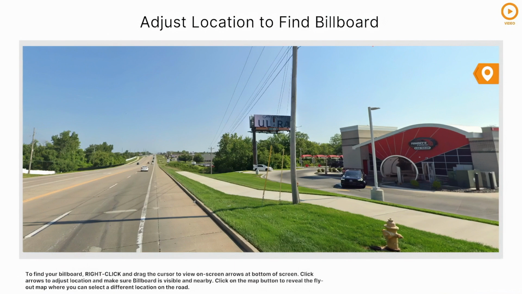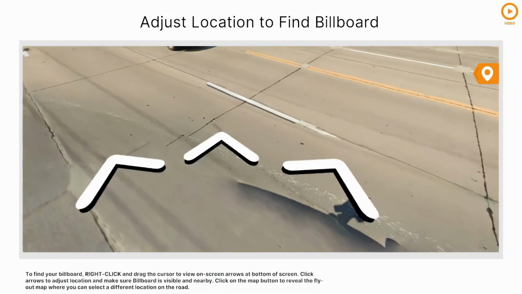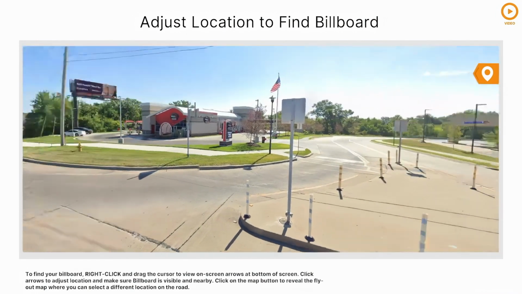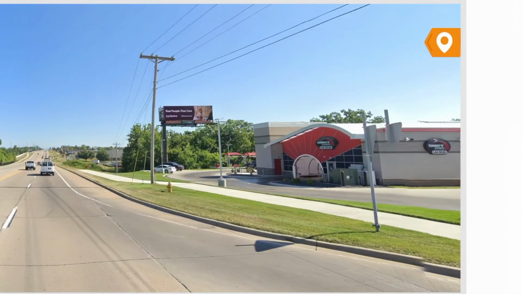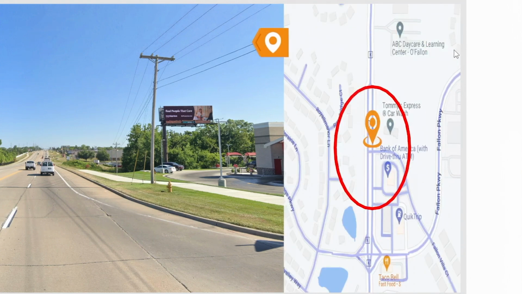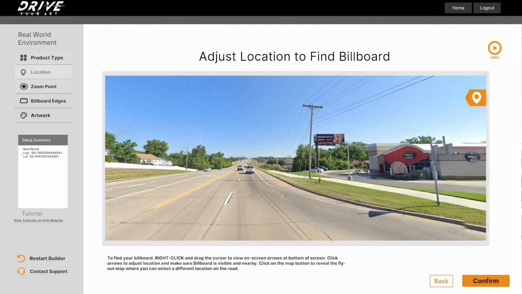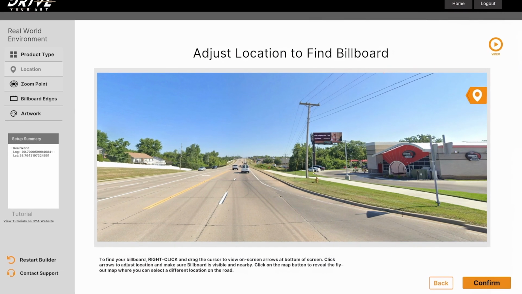In order to move forward or backward in short increments, there are white directional arrows if you look down. In order to look down, click on the roadway and drag the view down. Then, click on the arrows in the direction you want to move. If you're too far away from your billboard, click on the map icon at the top right of the screen to reveal the map adjustment panel and change your location. Once you have your billboard visible in front of you, click Confirm.